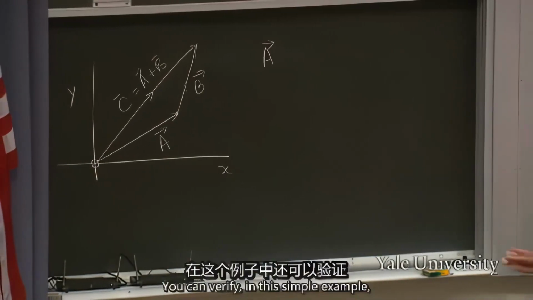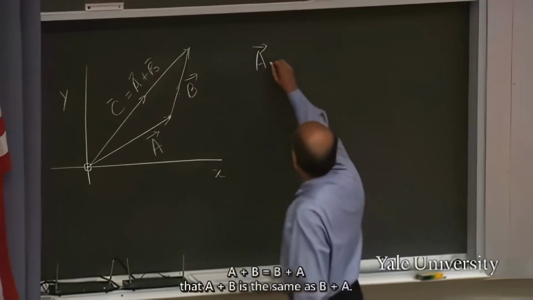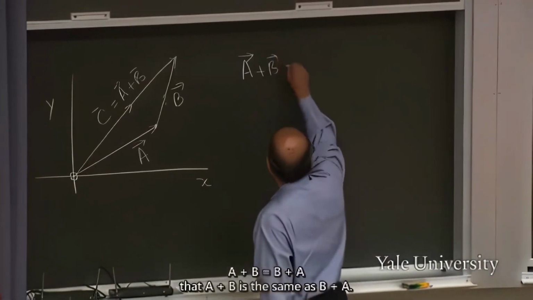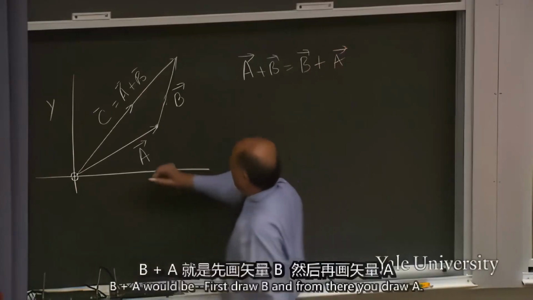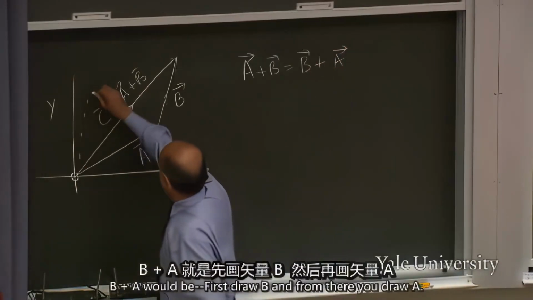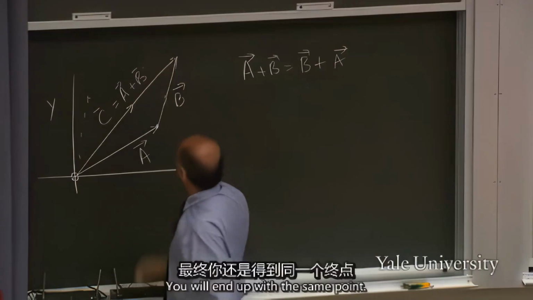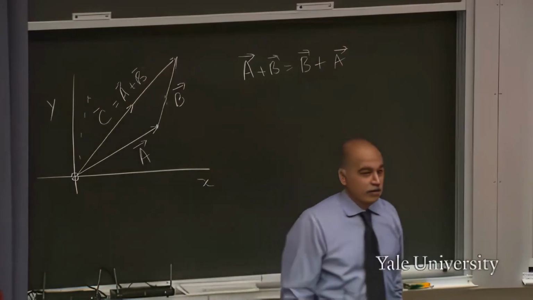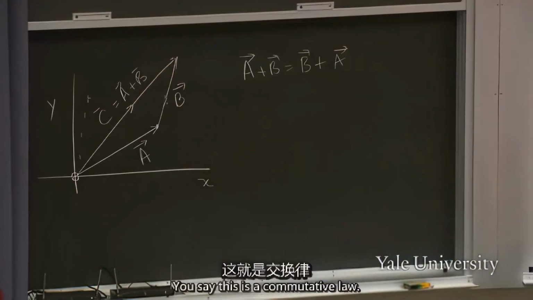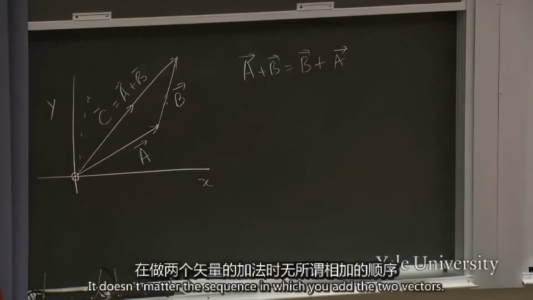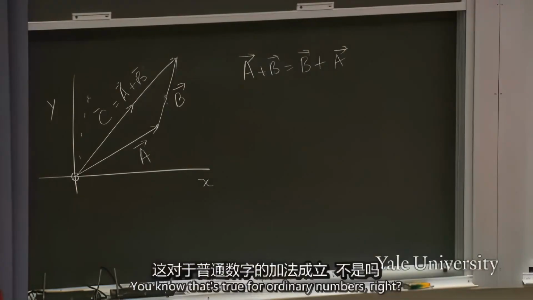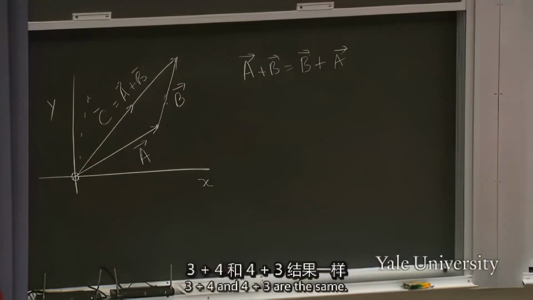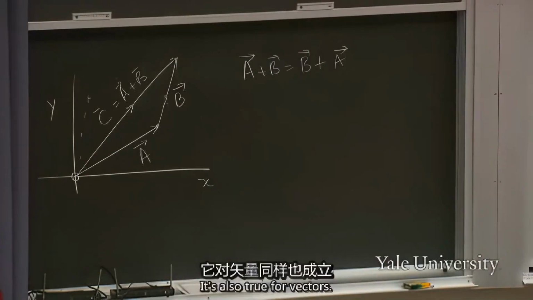You can verify in this simple example that A plus B is the same as B plus A. B plus A would be: first draw B, and from there you draw A, and you will end up at the same point. So you say this is a commutative law. It doesn't matter the sequence in which you add the two vectors. We know that's true for ordinary numbers, right? 3 plus 4 and 4 plus 3 are the same. It's also true for vectors.